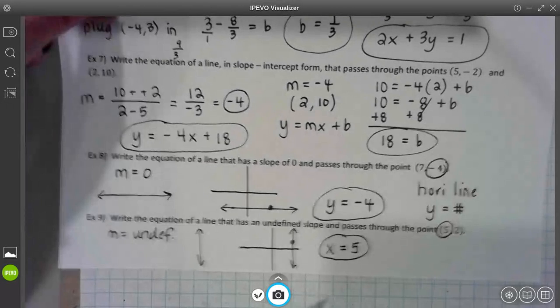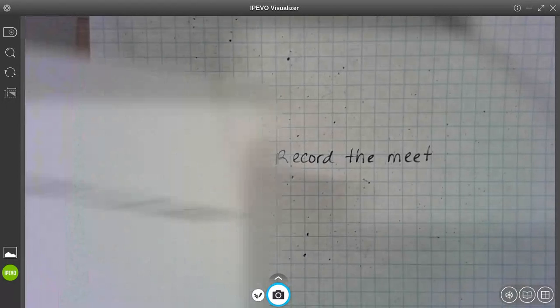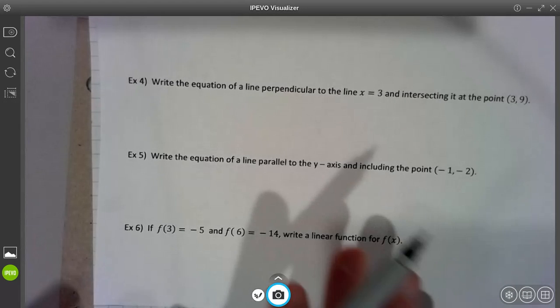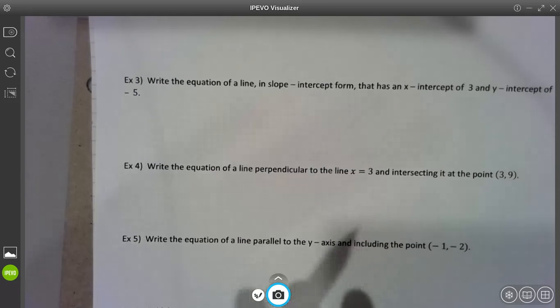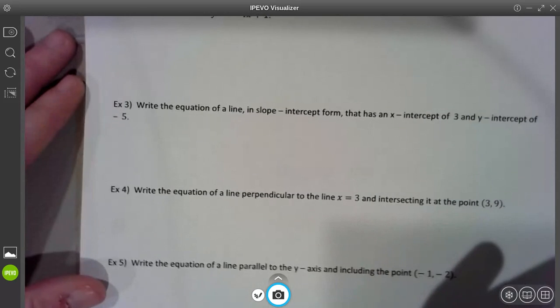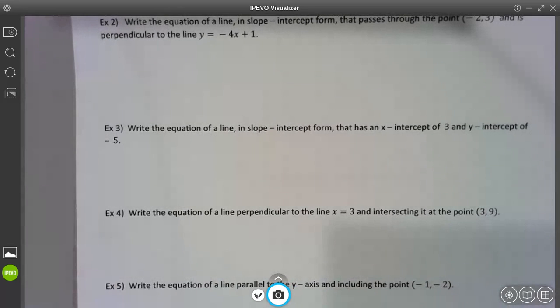Okay. All right. Now I'm going to switch over to the notes that I posted today. And I'm just going to skip around. We're not going to do all of these examples. I just want to skip around in a different order. I'm actually going to start with example 3 first because it kind of goes along with some of the problems that we've already done.